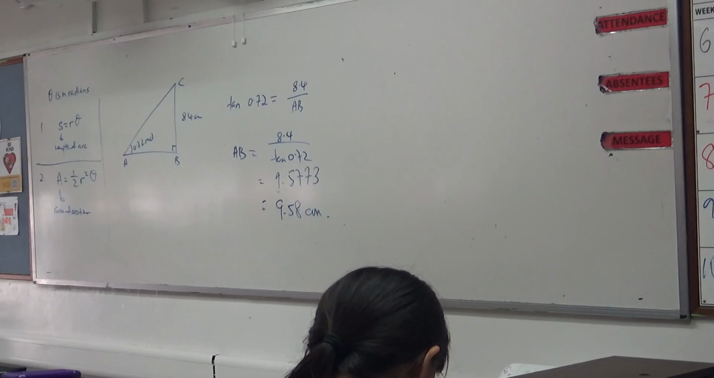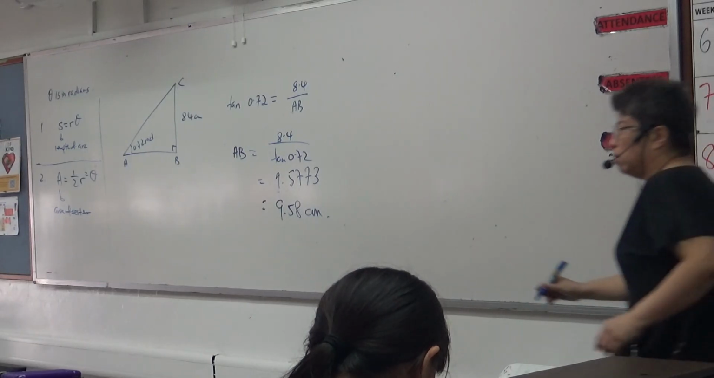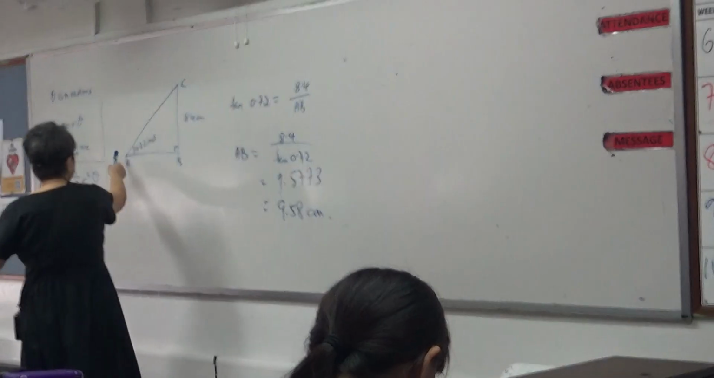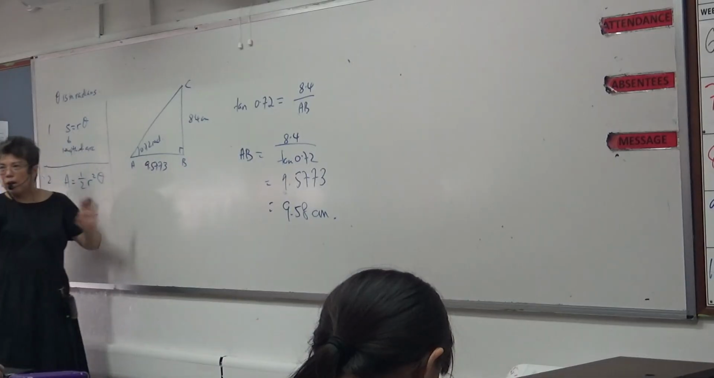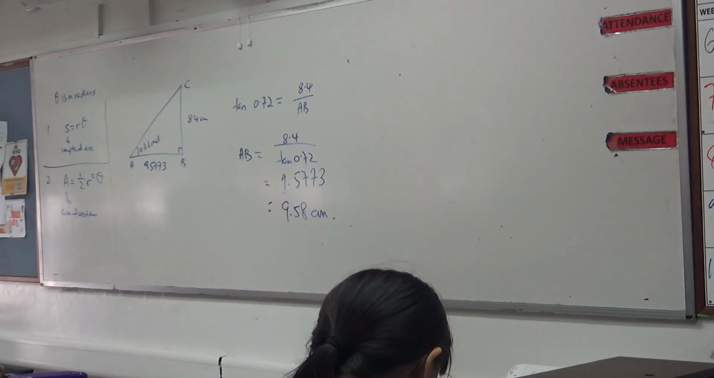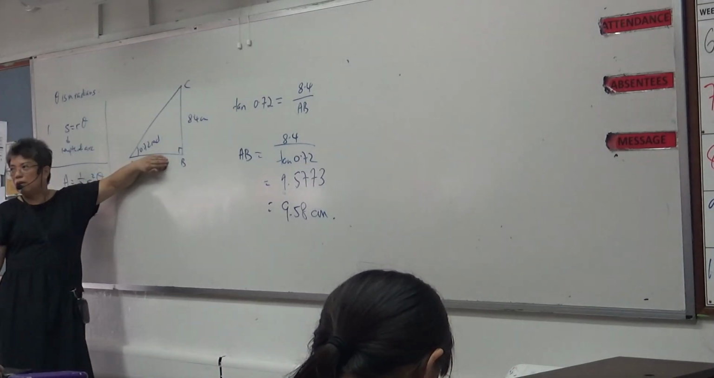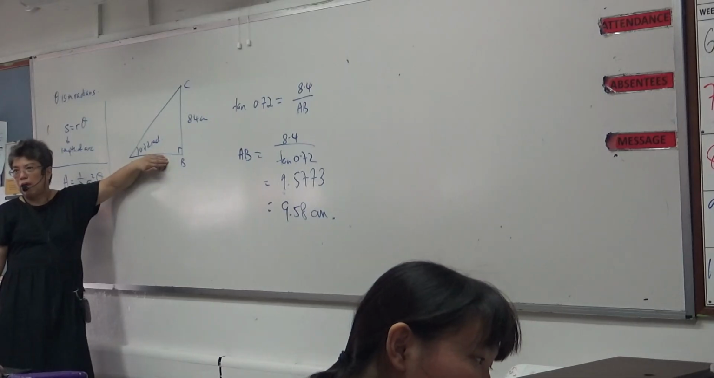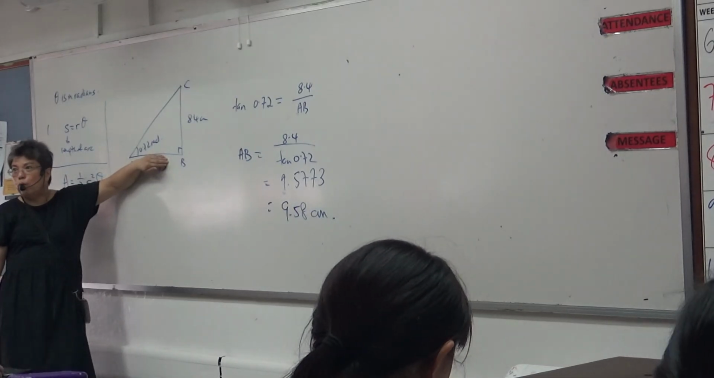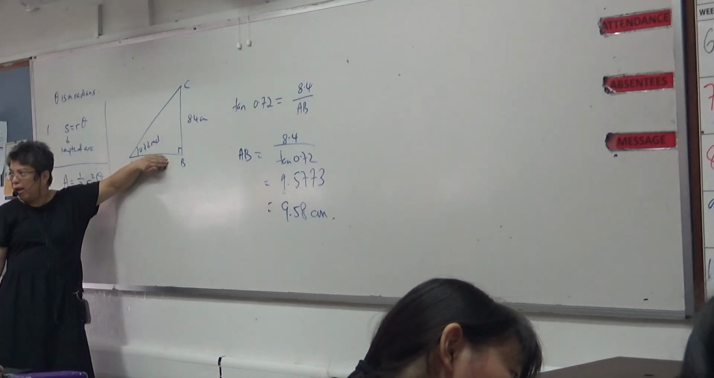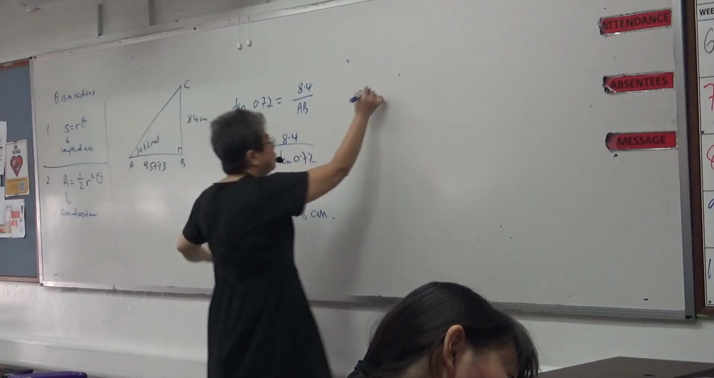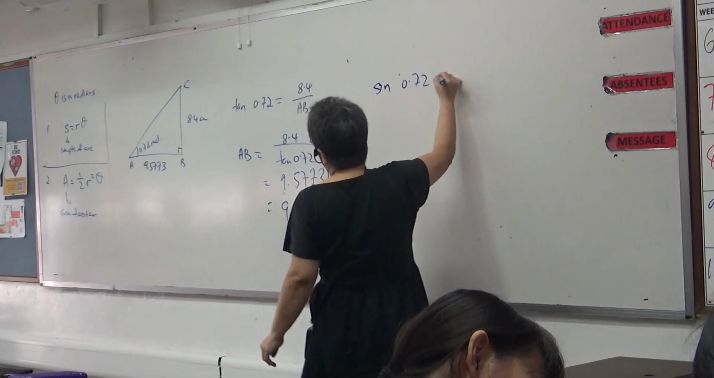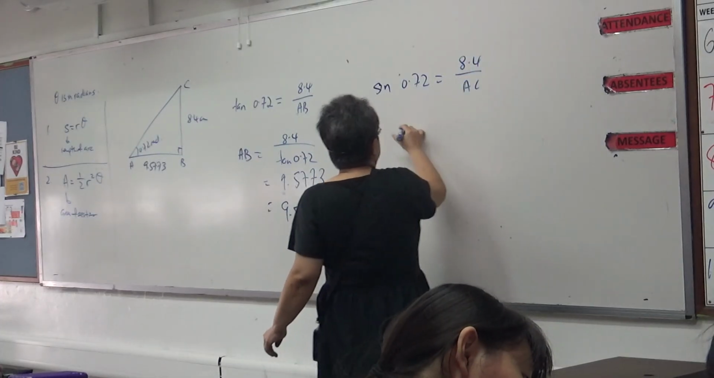Clear? Next question. Find AC. Okay. All of you look at AC. Now, we know this is 9.5773, right? I already told you many times, we try not to use the information that you found in case it's wrong, right? So, let's say I don't want to use this. How can I find AC? Oh, sine ratio. Sine rule is different from SOH ratio, no? Okay? Sine ratio. So, sine 0.72 is 8.4 over AC, right?